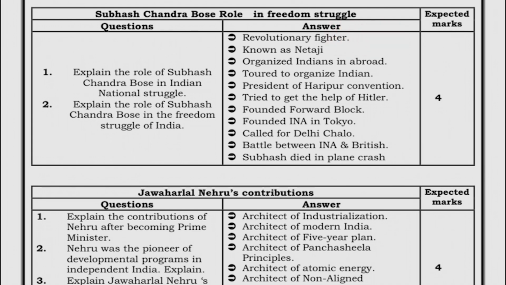He was a revolutionary fighter known as Netaji, organized Indians abroad, toured to organize Indians outside India. He was the president of Haripur Convention, tried to get the help of Hitler, important. He founded Forward Bloc, founded INA in Tokyo, called for Delhi Chalo. There was a battle between INA and British, and Subhash died in a plane crash.